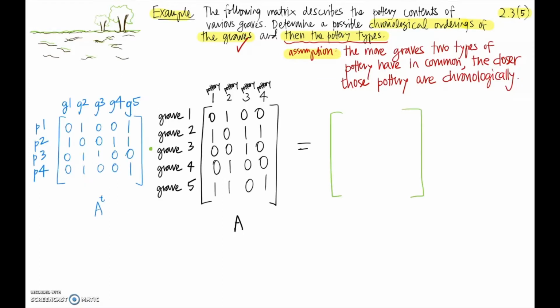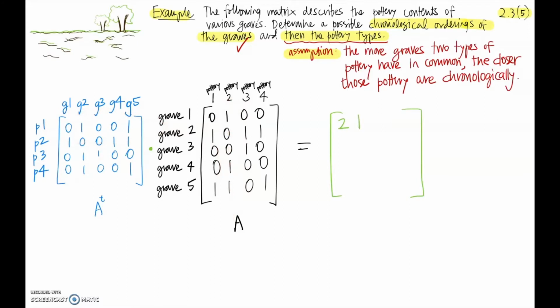I'm going to take this first row, first column, and I get a lot of zeros, 1 and another 1. So I've got 2 for this first element here. Then when I take this first row and this second column, I get 1 times 0, 0, 0, 0, 0, 1.